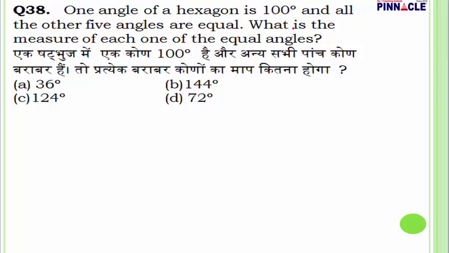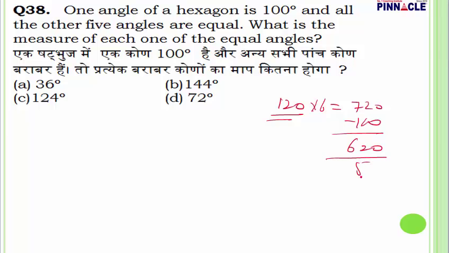One angle of a hexagon is 100 degrees and all the other five angles are equal. What is the measure of each one of the equal angles? There are five angles remaining. As we know, each interior angle of a regular hexagon is 120 and the total is 720. One angle is already given, that is 100. So the remaining total would be 620, divided among the other 5. So it should be equal to 124. C should be the answer.